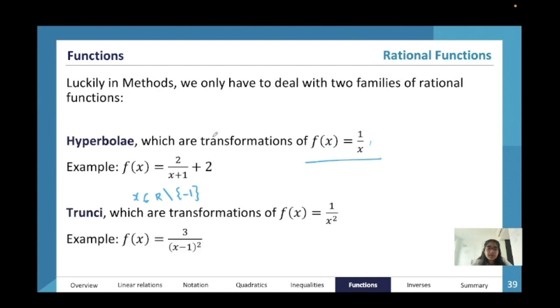Our second family is truncus. That's basically a transformation of this base function: f of x is 1 on x squared. So here you've got f of x, let's say, 3 on x minus 1 squared. Again, the denominator can't be equal to 0. So we have to say x minus 1 squared is not equal to 0. Therefore, x is not equal to 1. So again, the domain is all real numbers except 1.